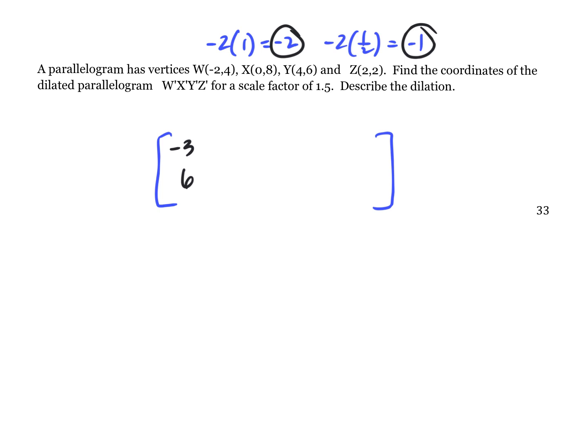We're doing it without our calculator. What is 1.5 of 0? 1.5 of 8. What's half of 8? 4. Add it to 8. 12. 1.5 of 4. Good. Half of 4 is 2. Add it to 4. 6. Beautiful. Half of 6. Add it to 6. Half of 2. Add it to 2. Do it again. Those are our points.